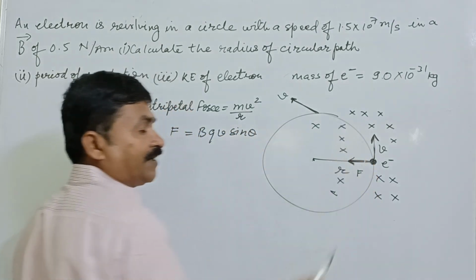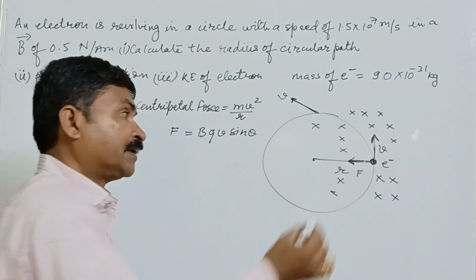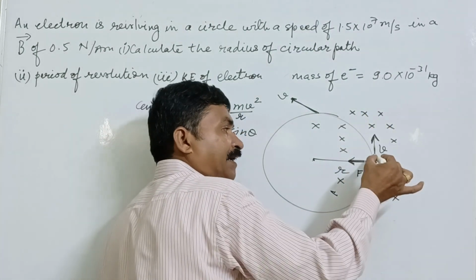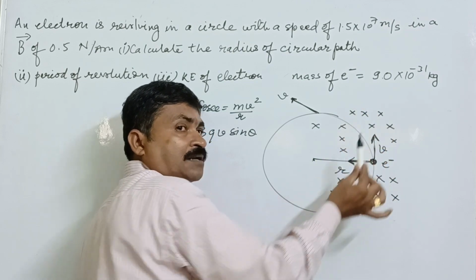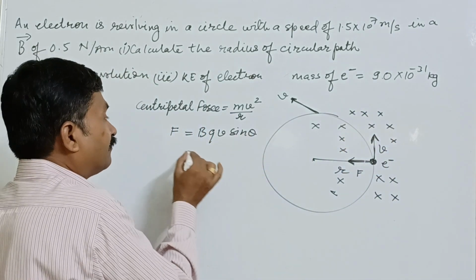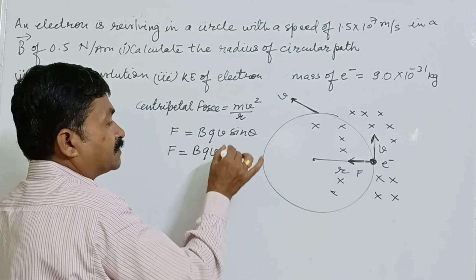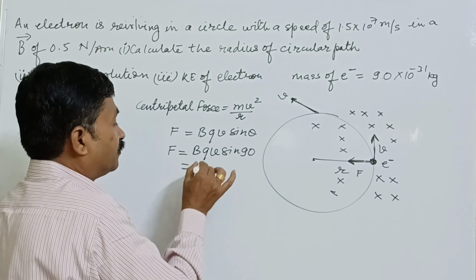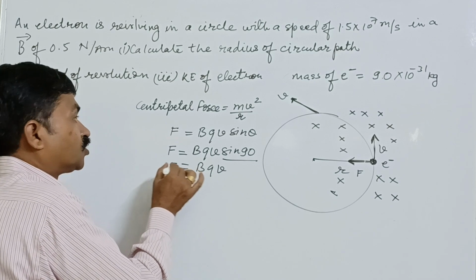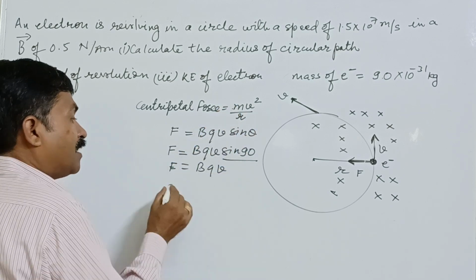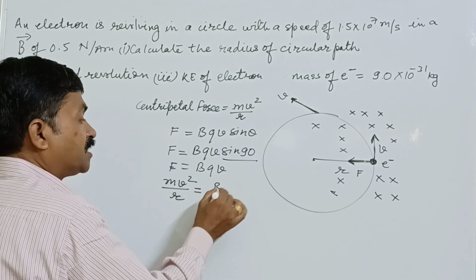Now this magnetic field and the velocity components both are perpendicular to each other. It is acting like this, and the magnetic field is acting like this, and the velocity is acting in this direction. So both are perpendicular to it. So theta will be 90 degree, means BQV sin 90, it is going to be BQV. Sin 90 is 1. So this force and this force will be balanced, means mv² upon r is equal to BQV.